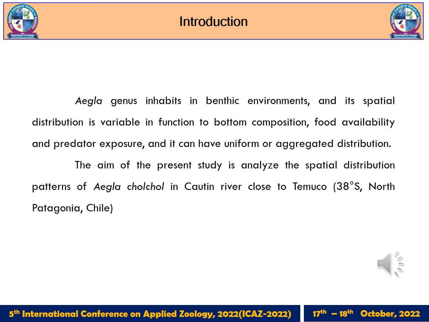The Aegla genus inhabits the benthic environment, and its spatial distribution is variable in function of bottom composition, food availability, and predator exposure, and it can be a uniform or aggregated distribution. The aim of the present study is to analyze the spatial distribution patterns of the Aegla cholchol population in the Cautín River close to Temuco, in Chile, North Patagonia.